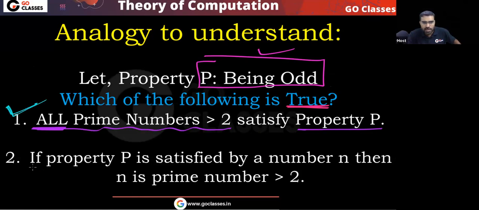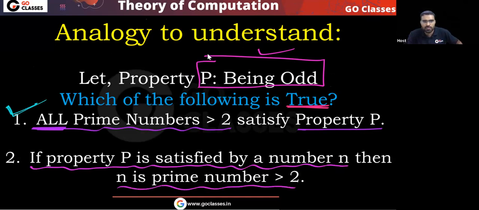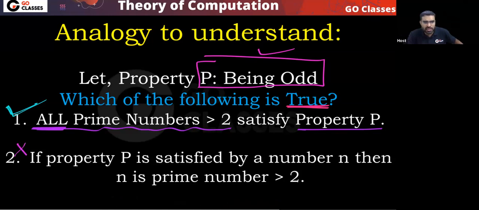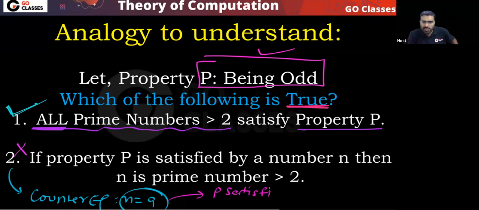But what about this one? If property P is satisfied by a number, then can I say it is a prime number greater than 2? No, we cannot say. What is the counterexample? For example, you can notice 9. The counterexample is 9. You can take n equal to 9. For this, property P is satisfied, but you can easily notice that this is not a prime number.